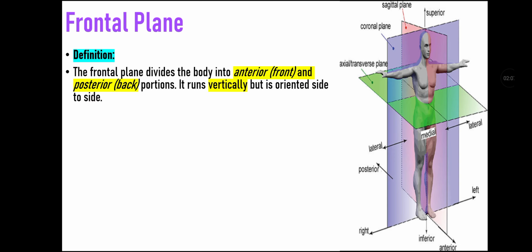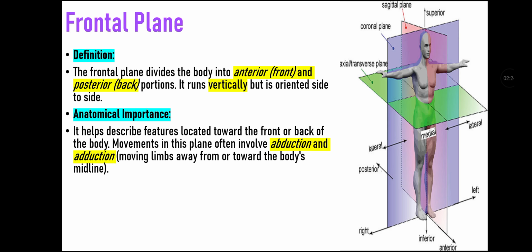Next plane is the frontal plane. As you can see here in the diagram, the coronal plane is also called the frontal plane. Definition: the frontal plane divides the body into anterior and posterior portions. It runs vertically but is oriented side to side. So the sagittal plane and the coronal or frontal plane both run vertically but in different directions. Anatomical importance: it helps describe features located towards the front or back of the body.